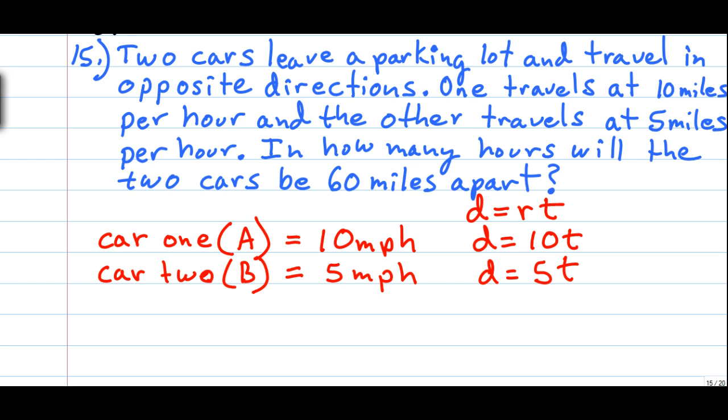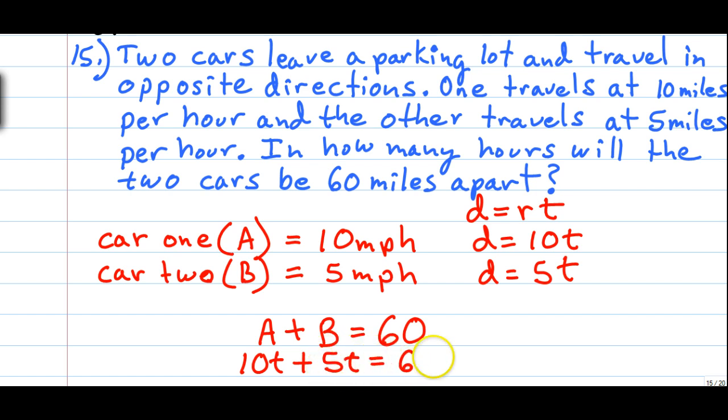Let's look at the equation to find something that we can plug this information into. We know that when we add the distances for car 1 and car 2, they should come out to 60 miles. So our car 1, which we called A, plus the distance for our car 2, which we call B, should be 60 miles. Now let's go back and plug in the distances that we know from above. So car A is 10t, car B is 5t, and that equals 60.